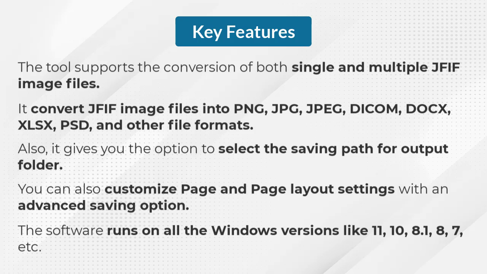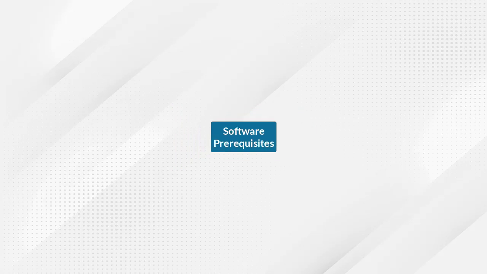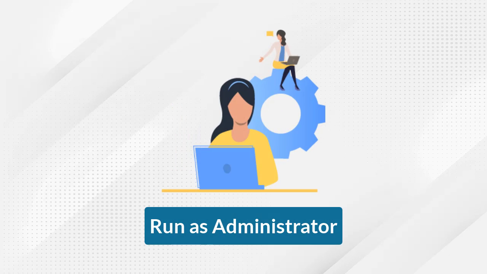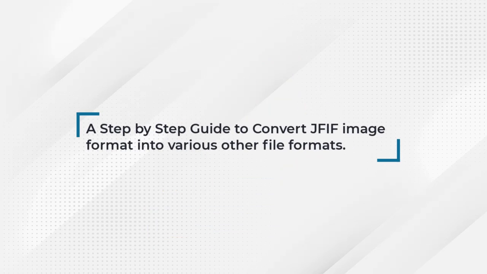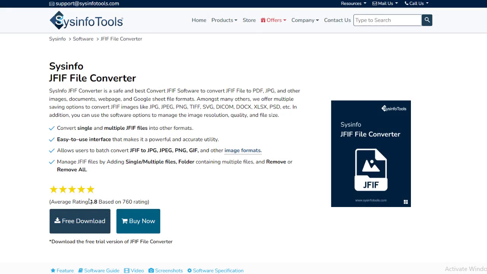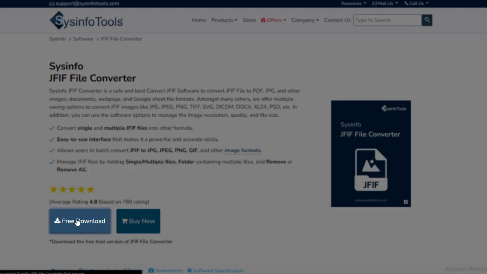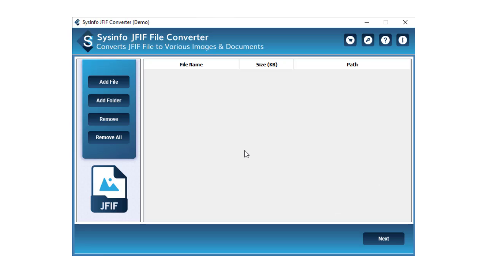Now before moving towards the installation part of the tool, let us check out some of the prerequisites of it. Make sure that you are running the software as administrator on your system. A step-by-step guide to convert JFIF image format into various other file formats. Now that you are done with the prerequisites, let's check out the steps to install and run the tool. Firstly, please install and run the tool as administrator on your system. Now after installing the software, feel free to open it and work with a demo version of it.